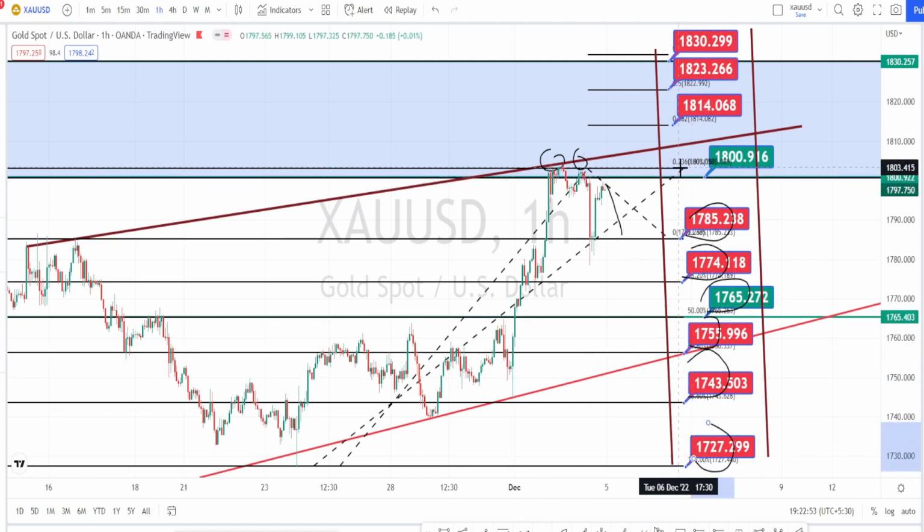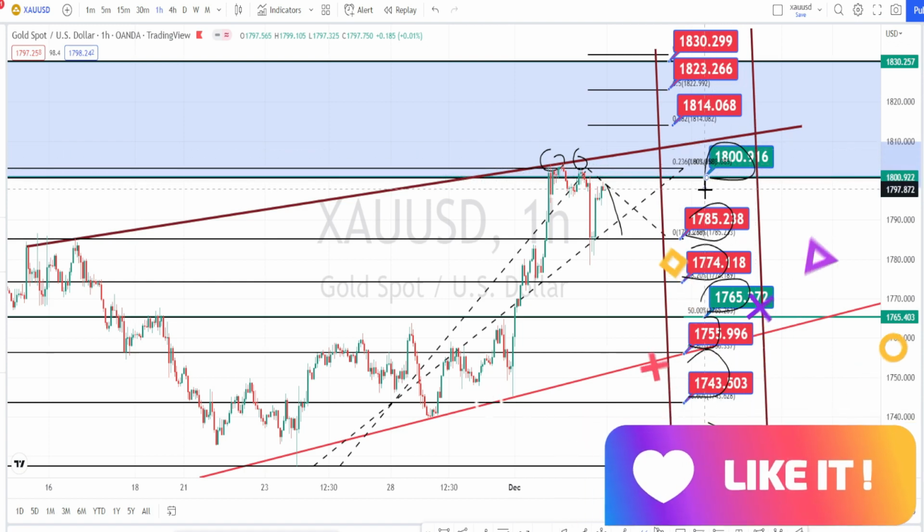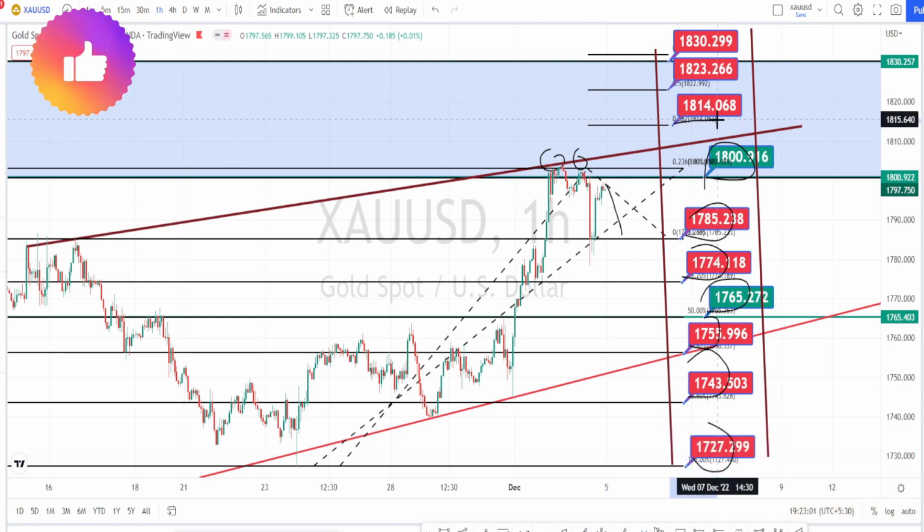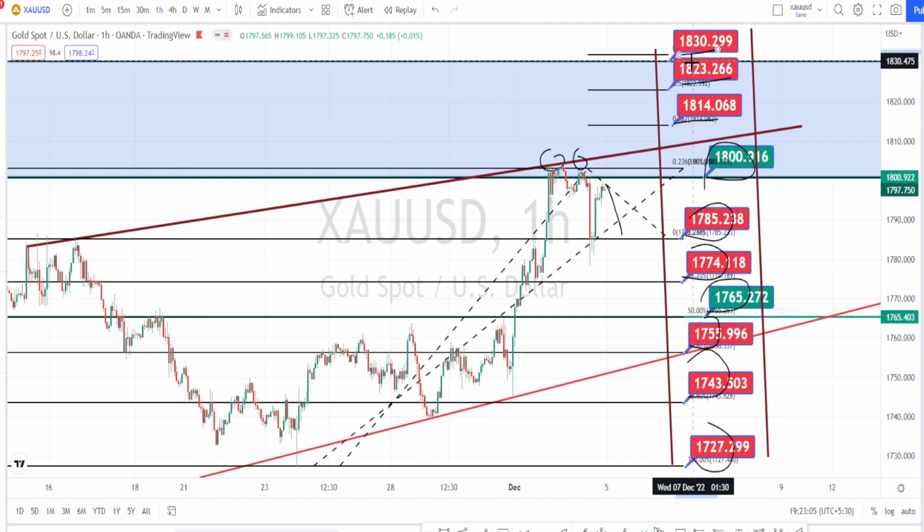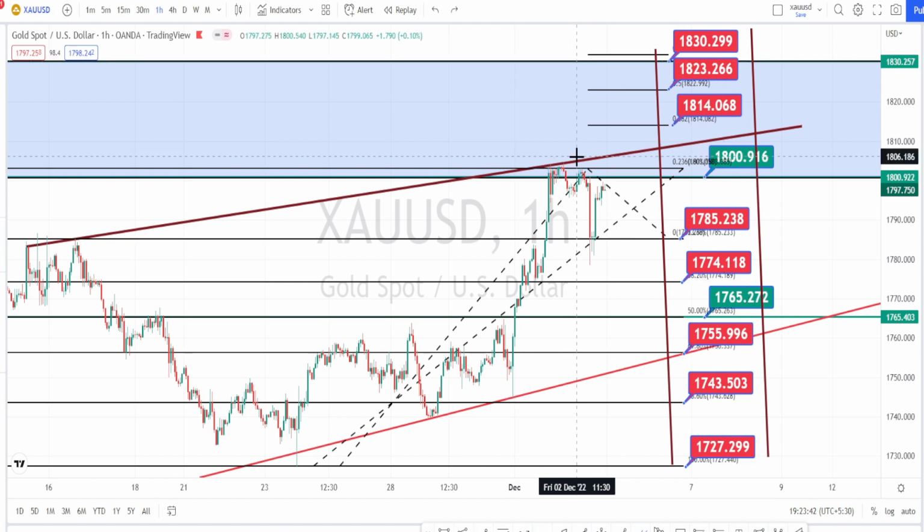And if the price action manages to break this resistance level of 1800, next level of resistance from the hourly time frame is going to be around 1814, 1823 and 1830. Once the price action breaks this resistance level of 1830, it will be the start of the bullish side retracement in hourly time frame also. Let us look at the price action in 30 minutes time frame now.